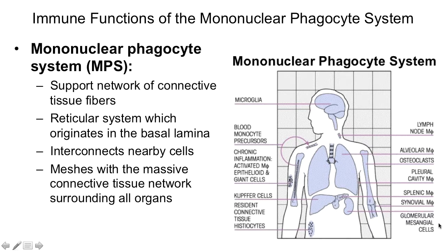Glomerular mesenchymal cells, mesangial cells, glomerular mesangial cells are going to be found in the kidneys. Synovial macrophages are going to be found in the synovial fluid in the joints. Splenic macrophages are going to be found in the spleen. Pleural cavity macrophages are going to be found in the pleural cavity. Osteoclasts inside bones, alveolar macrophages in the lungs, and lymph node macrophages in many of the lymph nodes.